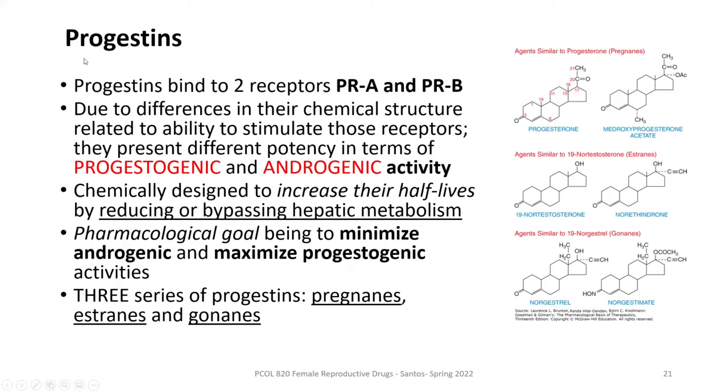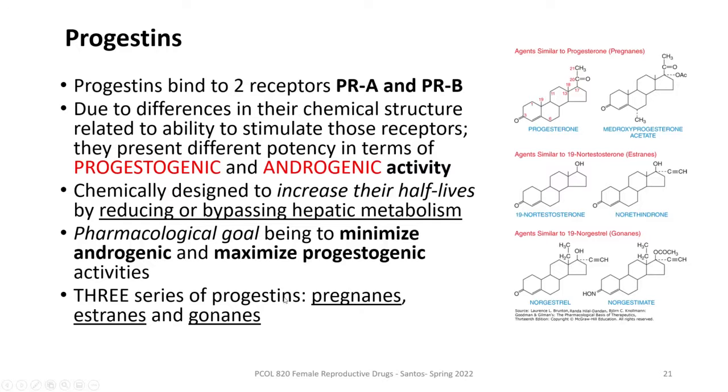Now let's talk a little bit about progestins, which are drugs that act like progesterone. They bind to the two types of progesterone receptor that we have, which are PRA and PRB. Because they differ in chemical structure, they have different abilities to stimulate those receptors, so they can present different potency in terms of progestogenic and androgenic activity. They are chemically designed to increase half-life compared with progesterone by bypassing hepatic metabolism. The main pharmacological goal is to minimize the androgenic and maximize the progestogenic activity.